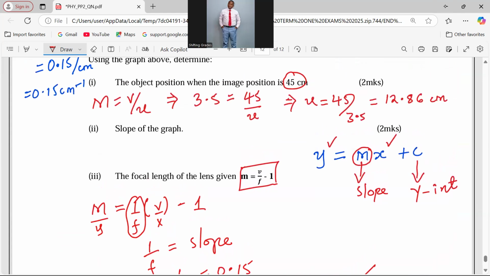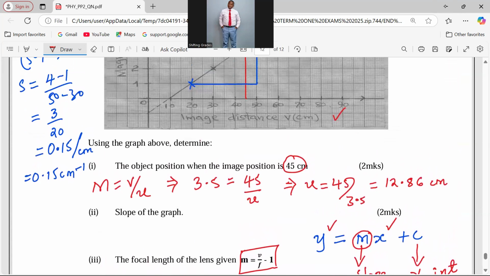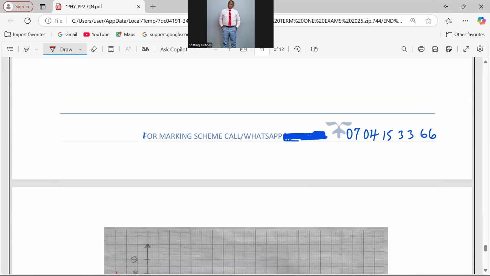So that is simply how you analyze the graphical question.